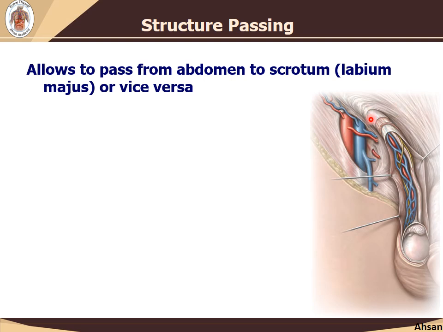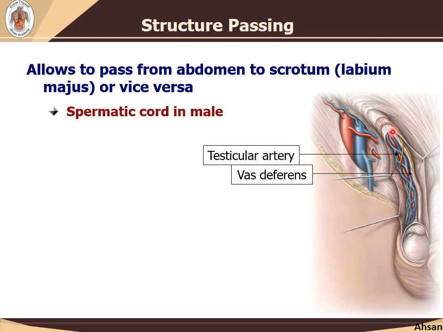So this inguinal canal is meant for the spermatic cord in the male, and in the female another small structure passes through it. This spermatic cord comprises the vas deferens. You can see the tube. The accompanying artery is the testicular artery, and from the testis the venous return is formed by the pampiniform plexus that ultimately becomes the testicular vein.